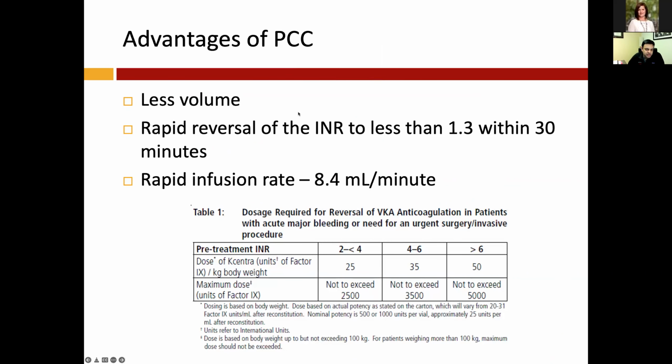The advantages of PCCs are that it obviously has a lot less volume. As I said, it decreases your INR to the normal range in literally no time and can be given very fast. And this is the dose of Kcentra that we normally use. Usually it ranges anywhere between 25 to 35. And about 6 hours later, if the INR is still out of range, you can repeat a dose, which we do sometimes, but fairly infrequently.